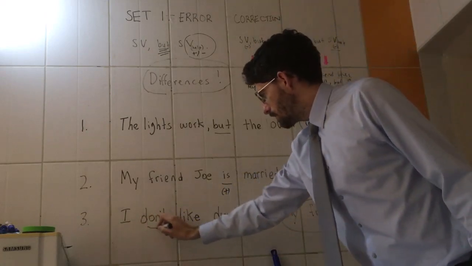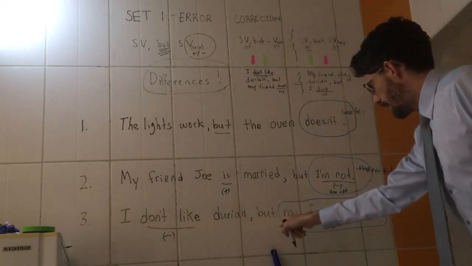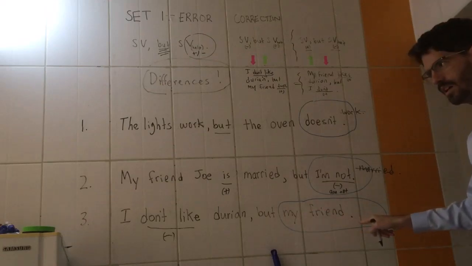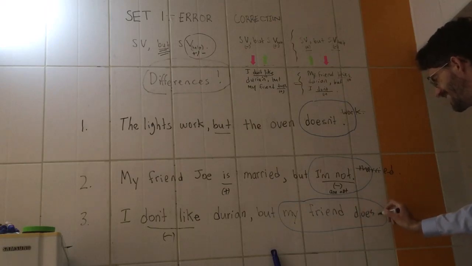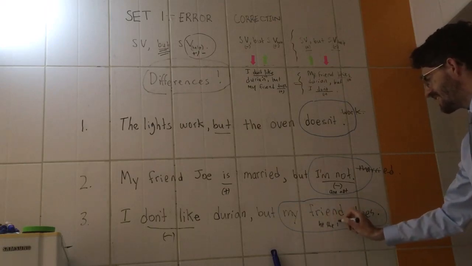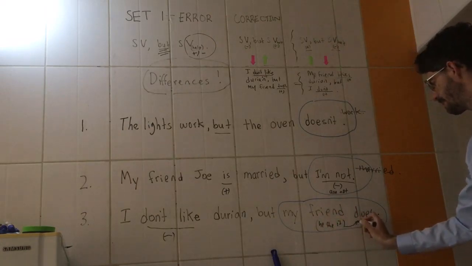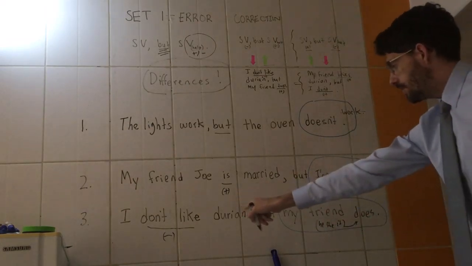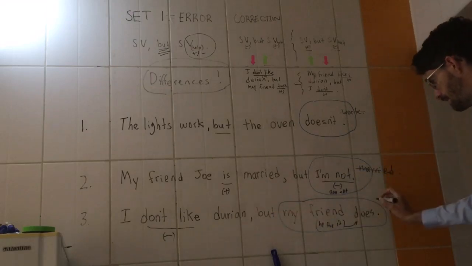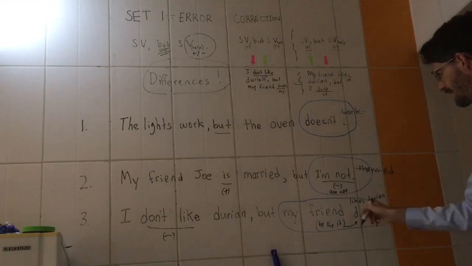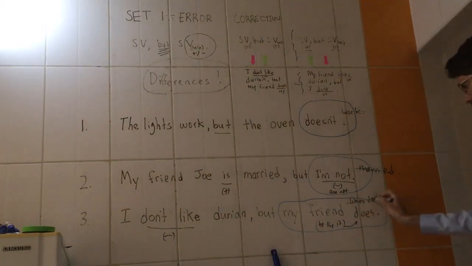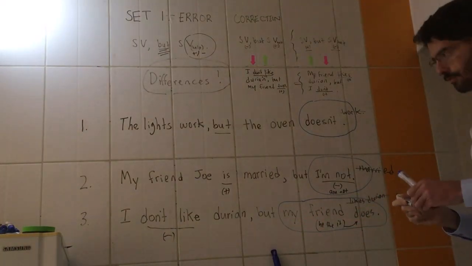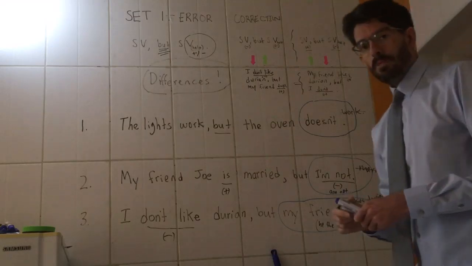Number 3, I don't like durian, but my friend, helper verb, does. My friend does. He, she, it, right? And you could say, but my friend likes durian, but we don't want to repeat the same words, so I take it out and I just put the helper verb, okay? So I hope this was helpful.